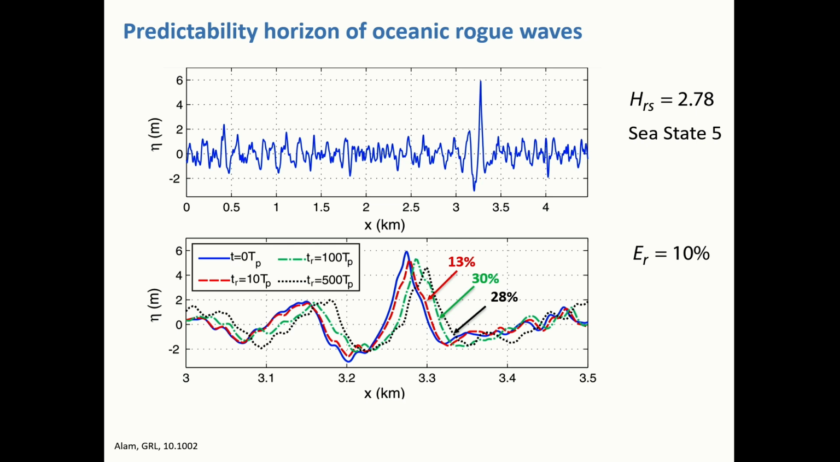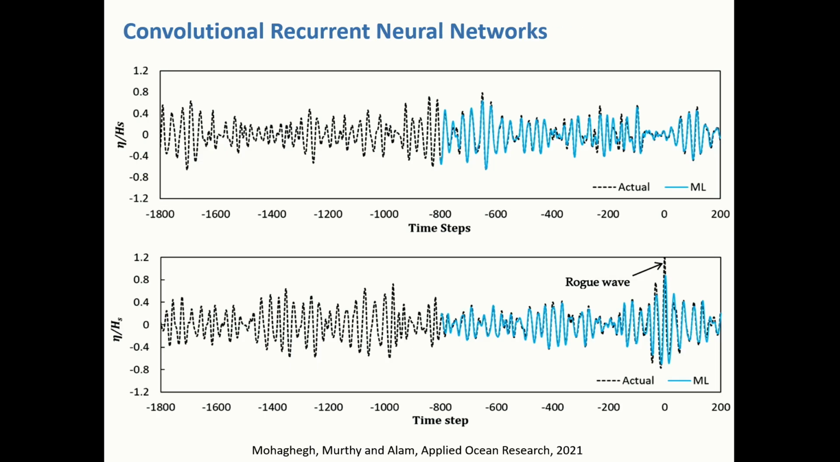So T0, of course, that's the exact one. The 10 TP, which is the peak period, we get something like 13% error, and then 100 TP, 30% and 28%. At some point, it's going to plateau, so it's not going to keep on increasing because it just becomes a regular wave, not a crazy tsunami wave. So the perturbation is going to propagate and affect our prediction of the tsunami.